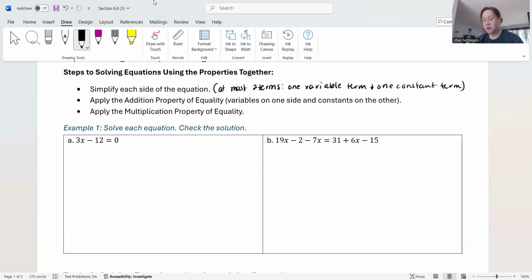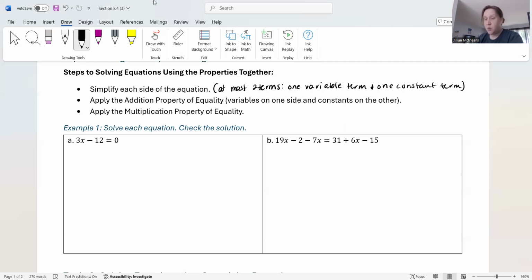In this particular case, remember, our goal is to isolate the variable. We're always playing this game of undoing what has happened to the variable. What has happened to this variable x? It's been multiplied by 3, and then we've subtracted 12. Let's start by getting just the 3x alone. You want to isolate the term that contains the variable first, and then you can do the multiplication property of equality. So we're going to address the 12.